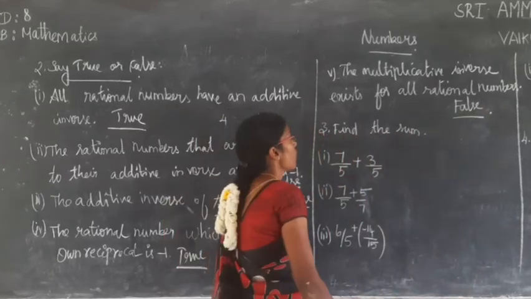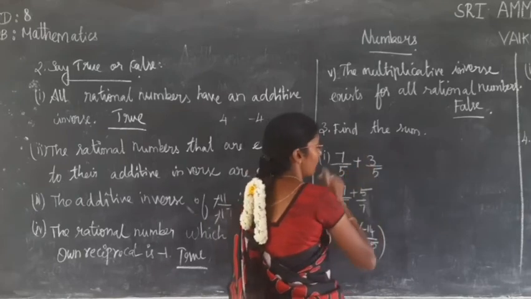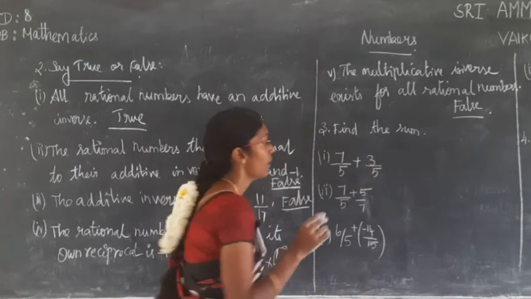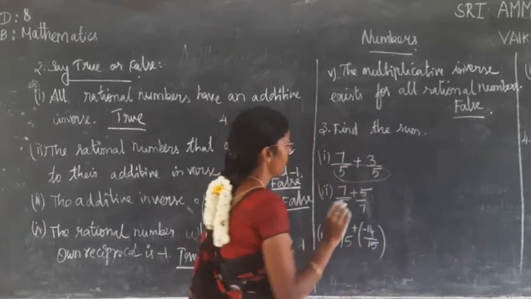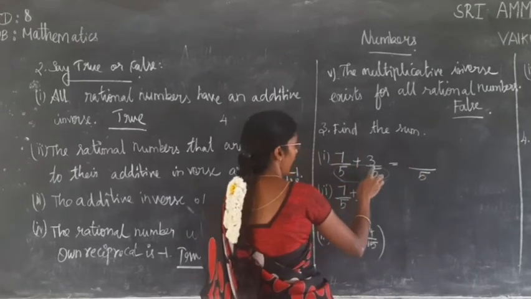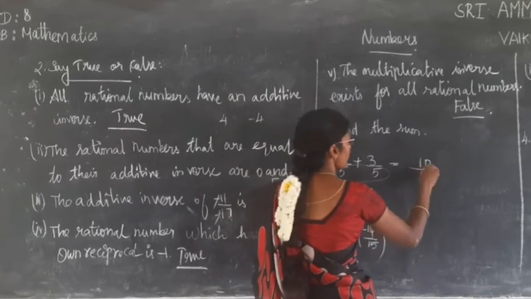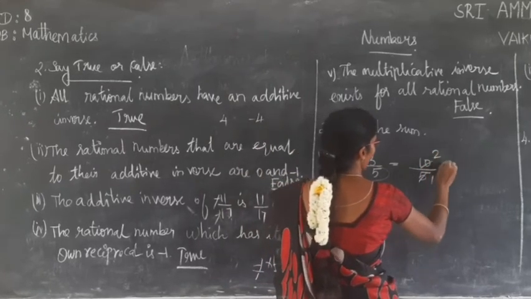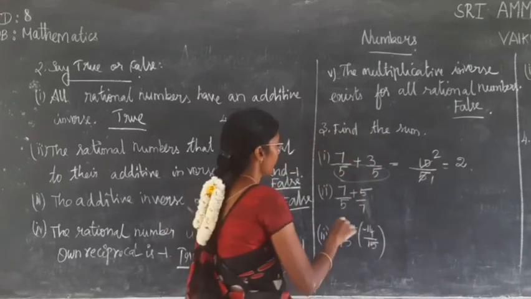Okay. So the next one, find the sum. 7 by 5 plus 3 by 5. First of all, we have to look at the denominator. So the denominator is same. If the denominator is same, what we have to do? We have to put the same denominator and you have to add. So 7 plus 3, 10. You can also divide further. 1 5 is 5, 2 5s are 10. So the answer is 2. Okay, clear?